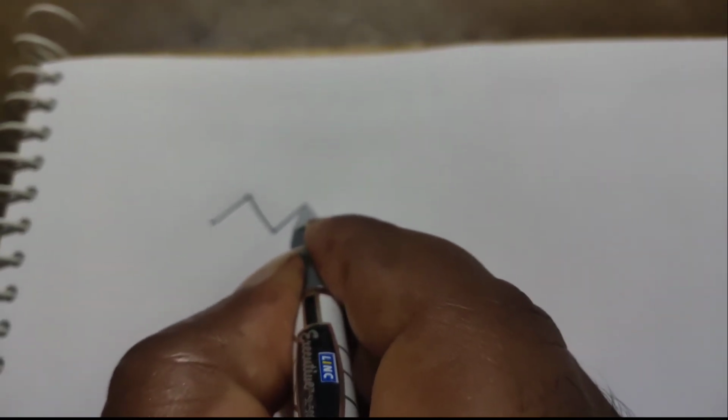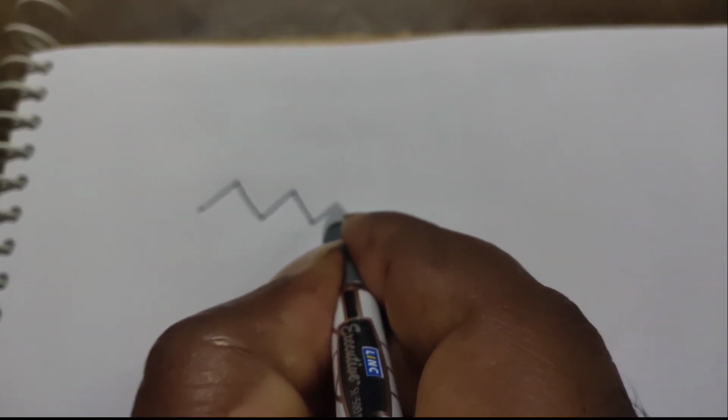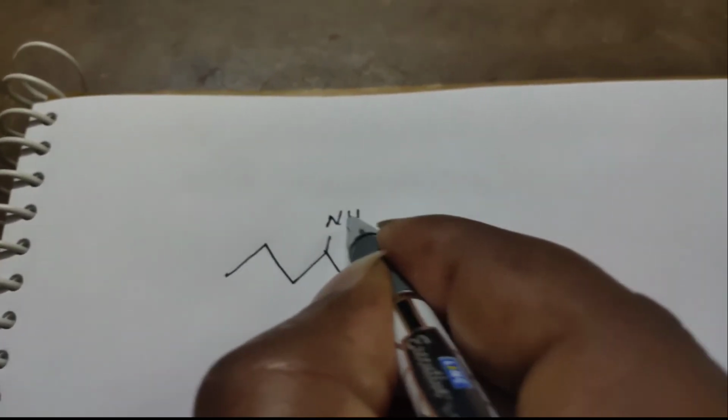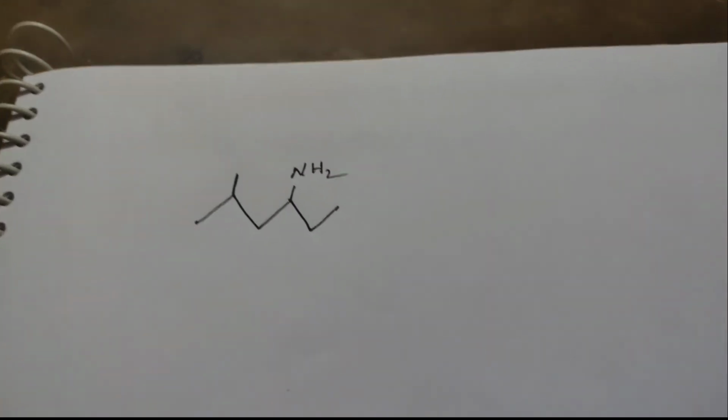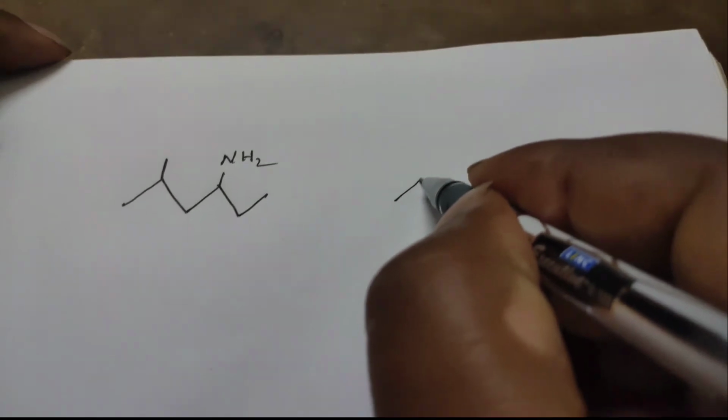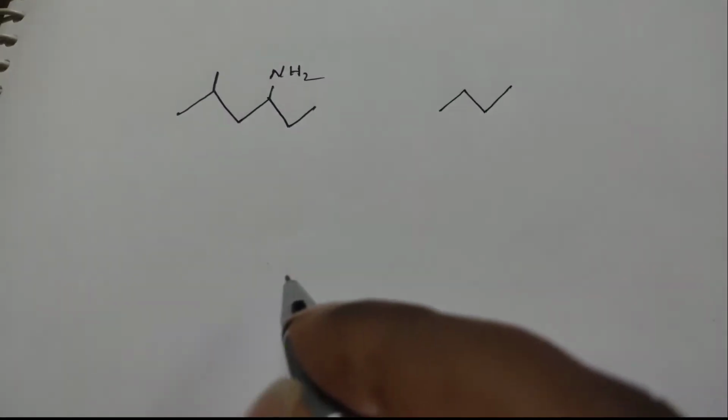Next example. From the exam point of view, they are given the structure like that. And here they have the NH2 group, and they are giving the one line like that. So what is the naming of the compound? Once you look at here, what is the naming of the compound?